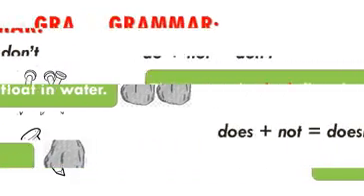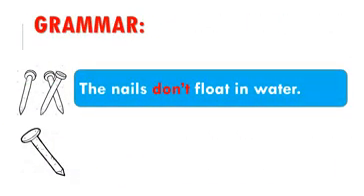Okay, let's have another example. Okay, so this time, kids, the nails don't float in water. How many nails do I have? Okay, I have 3. And observe the word nails, it ends with S. It means it is plural or more than one. So when it is plural or more than one, you have to use the word don't. So let's read again the sentence. The nails don't float in water.